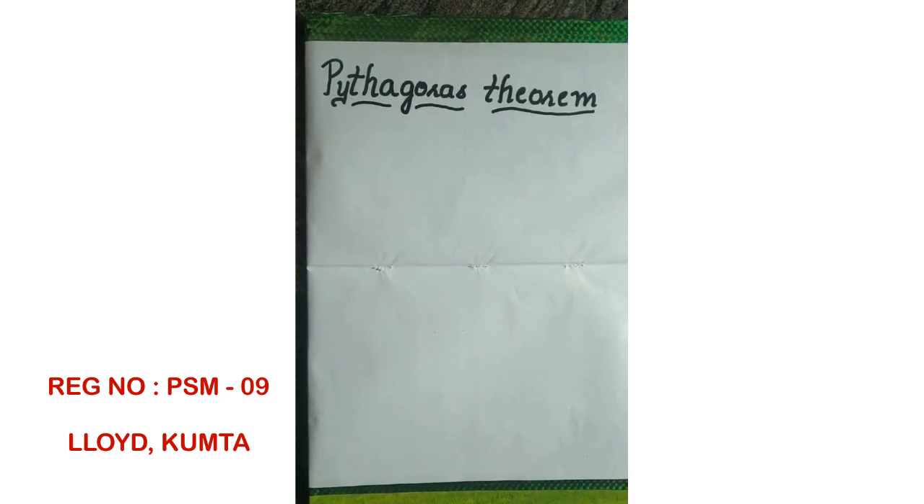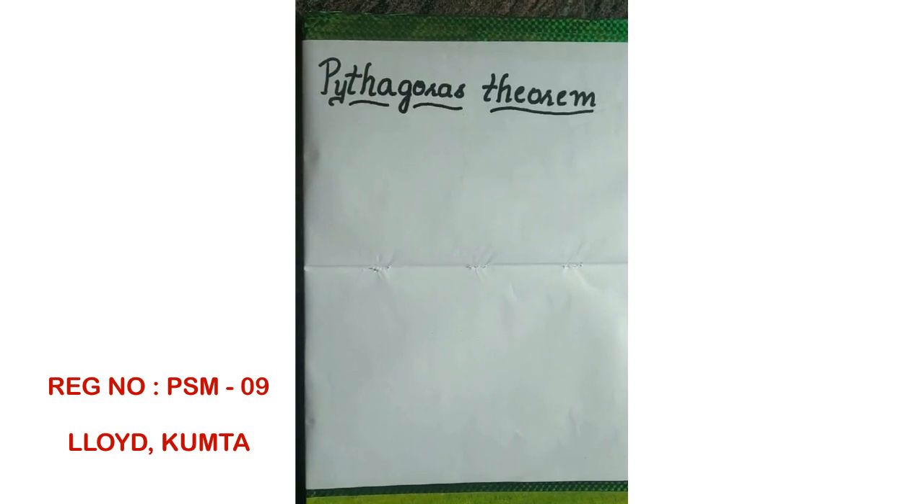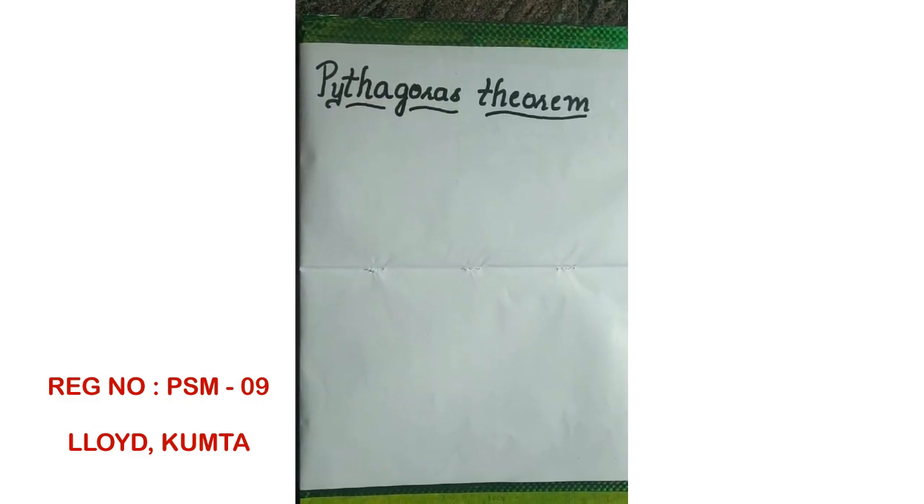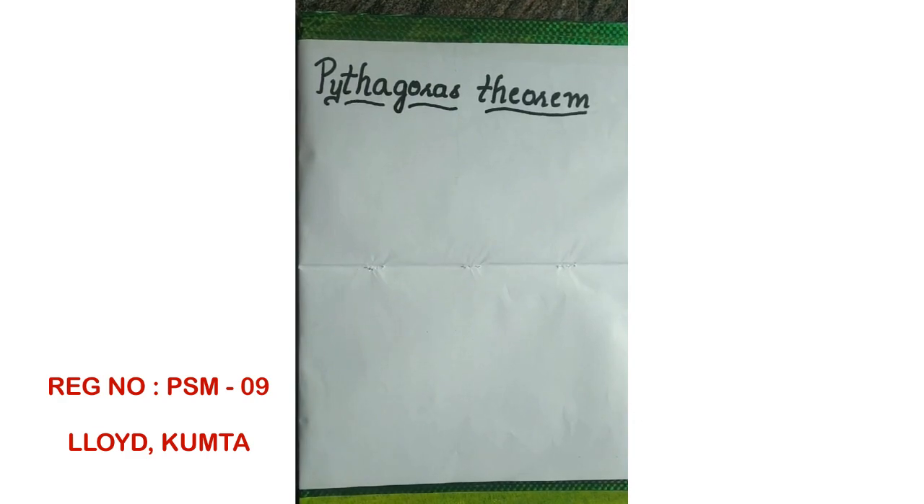Everyone, I am Lloyd Lobo and I'll explain about Pythagoras theorem. So the definition of Pythagoras theorem is, in a right triangle, the square of the hypotenuse is equal to the sum of the squares of the other two sides.